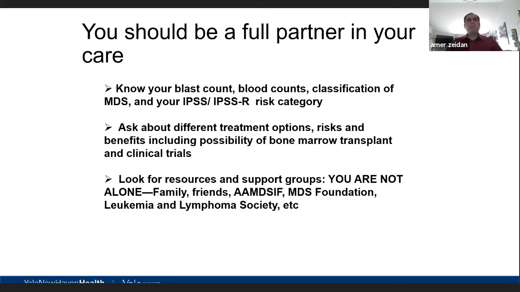There are many resources out there. The Aplastic Anemia and MDS International Foundation is a great resource. There are other foundations, the MDS Foundation. There is the Leukemia and Lymphoma Society, and there are many good online resources. So you are not alone, and you should always feel empowered to reach out and talk to support groups about their experiences, and many people are there to help.